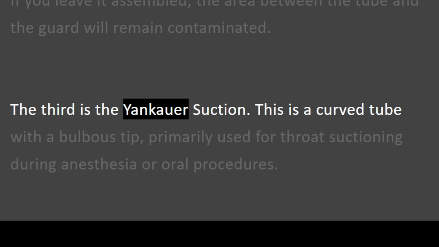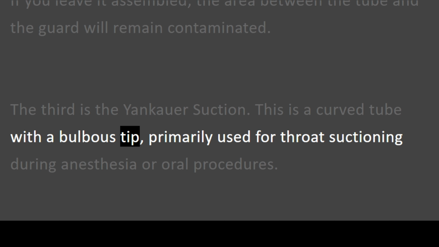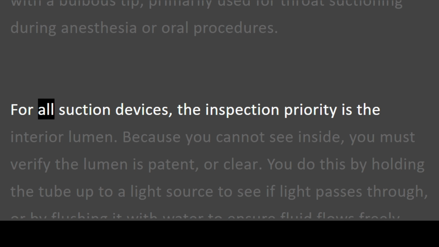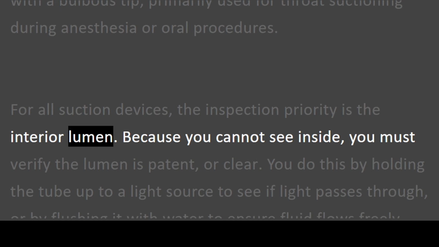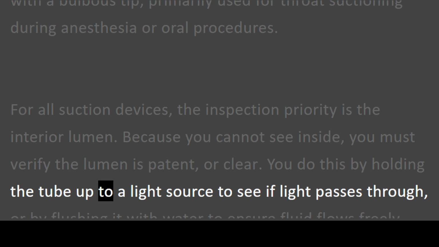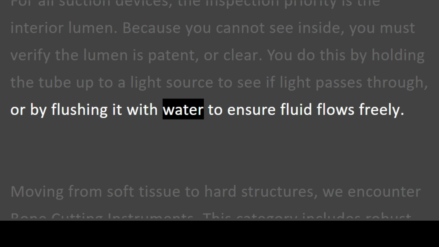The third is the Yankauer suction. This is a curved tube with a bulbous tip, primarily used for throat suctioning during anesthesia or oral procedures. For all suction devices, the inspection priority is the interior lumen. Because you cannot see inside, you must verify the lumen is patent, or clear. You do this by holding the tube up to a light source to see if light passes through, or by flushing it with water to ensure fluid flows freely.